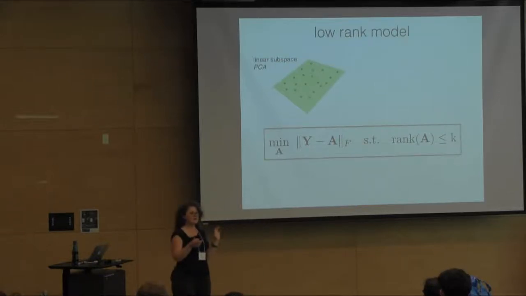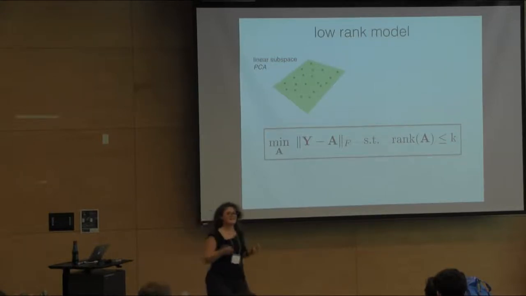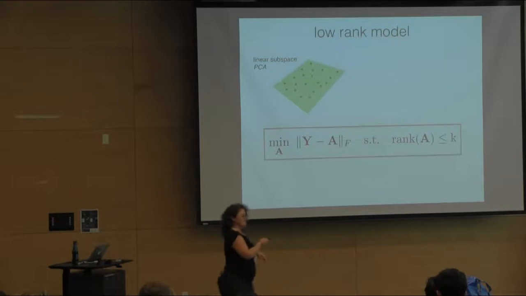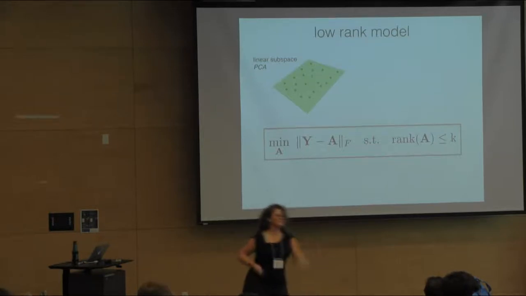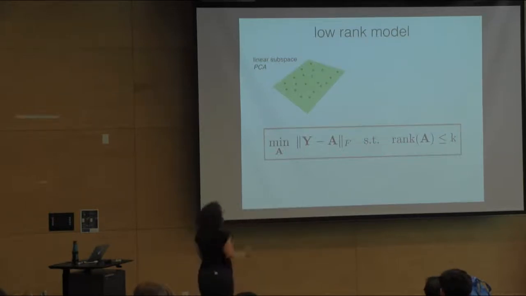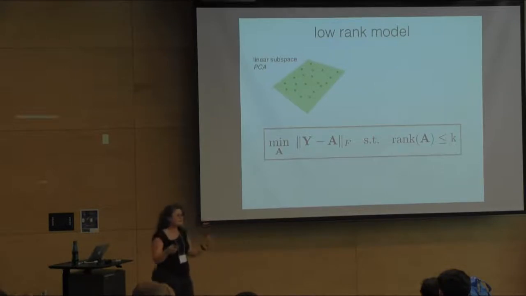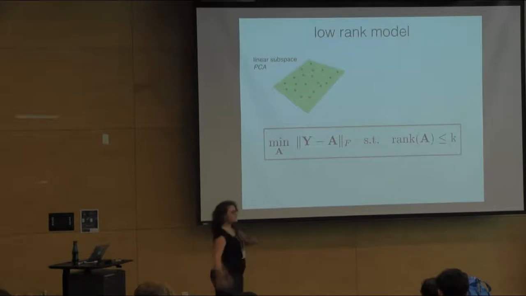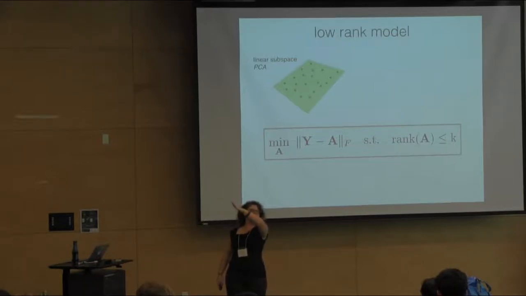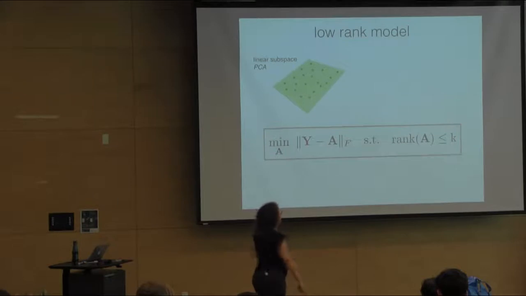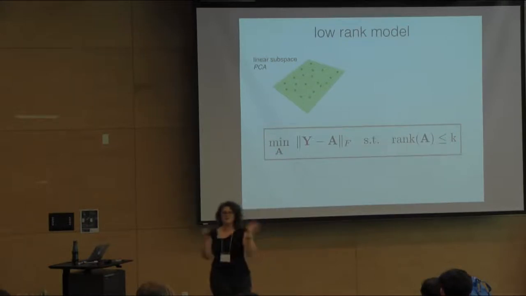So who knows what the rank of a matrix is? Or does someone want to tell me? Perfect. So this tells us the dimension of this subspace that we're fitting to the data. So if my rank is 2, then basically I'm fitting a two-dimensional plane. And in higher dimensions, things get a little harder to visualize, but it's the same idea.